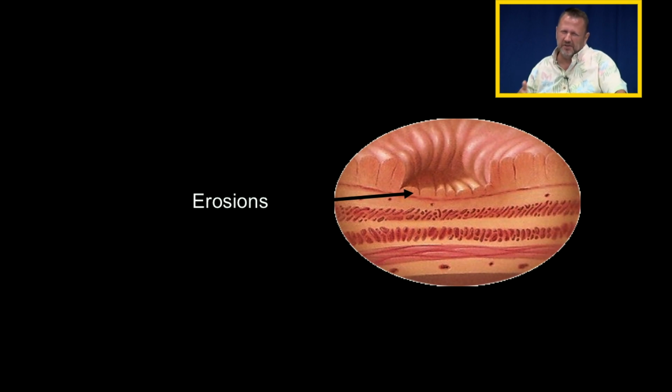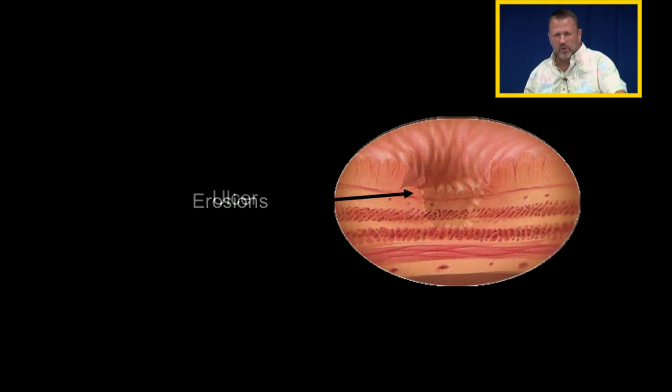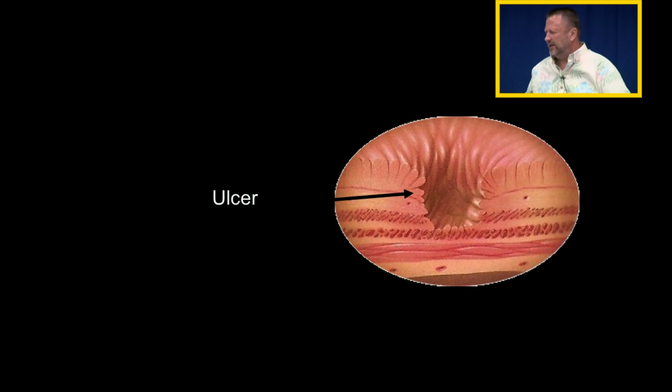Here the cells are being eaten away, but they've not actually gotten into the muscle layer of the stomach, and so we'll see erosions where that superficial lining has been eroded away, and then if it eats through the stomach lining and gets down into the muscular layers of the stomach, we can have ulceration.